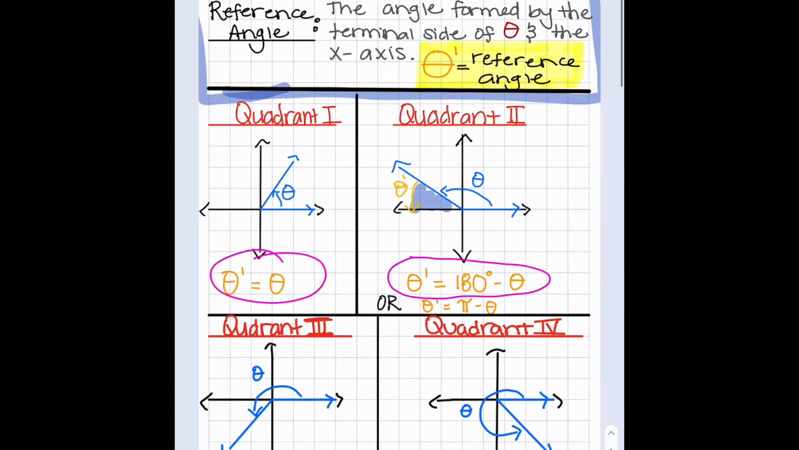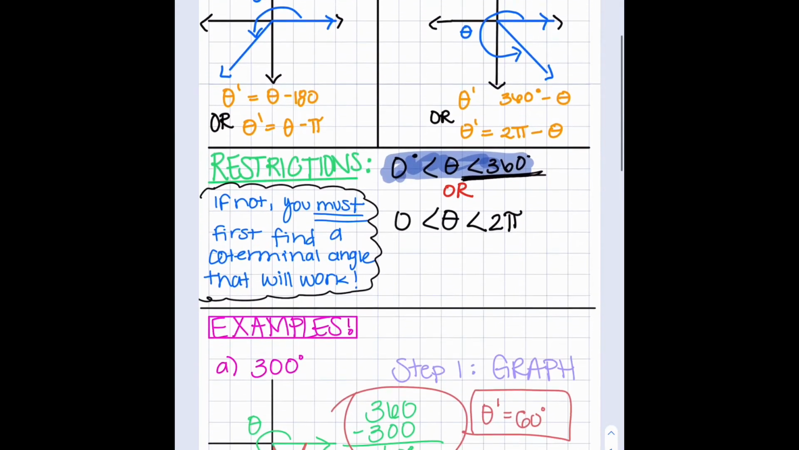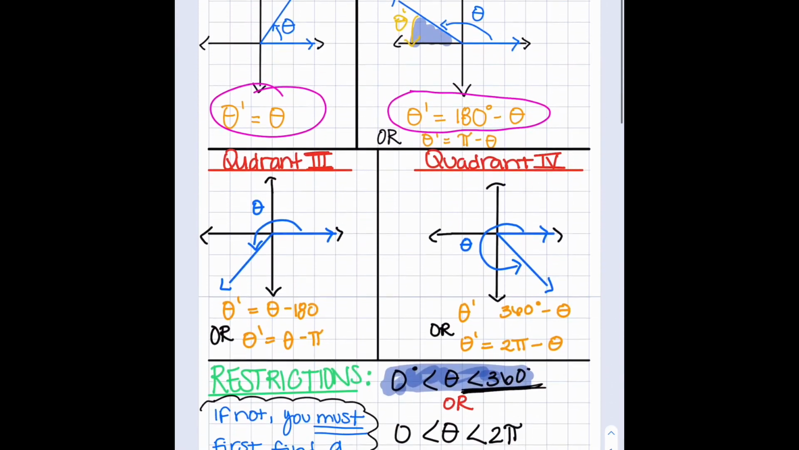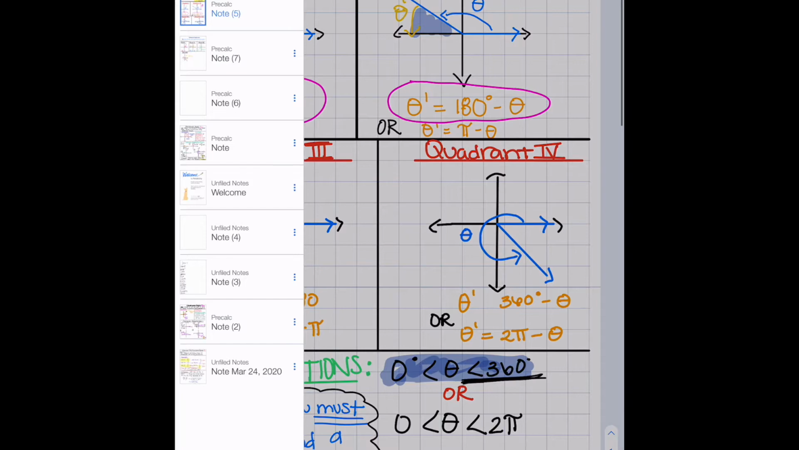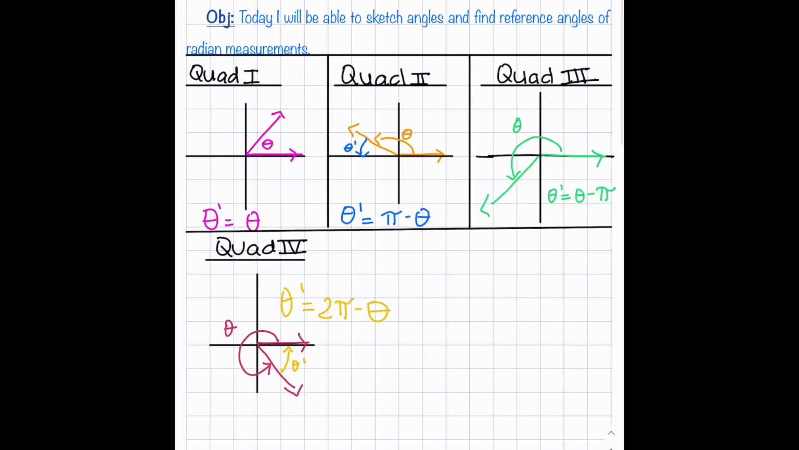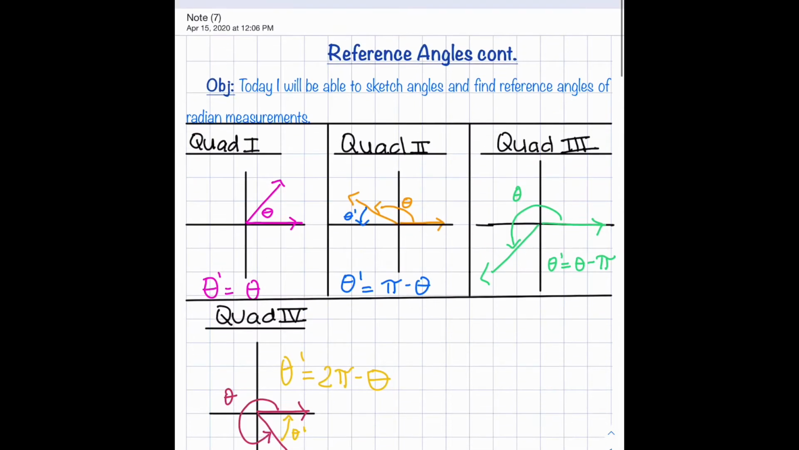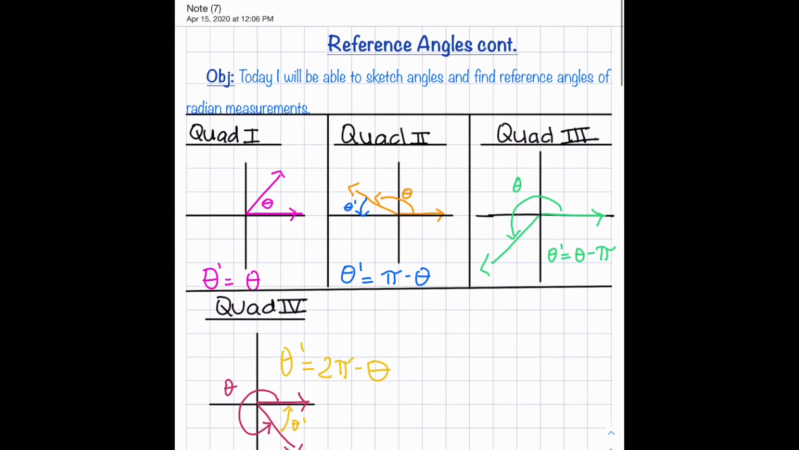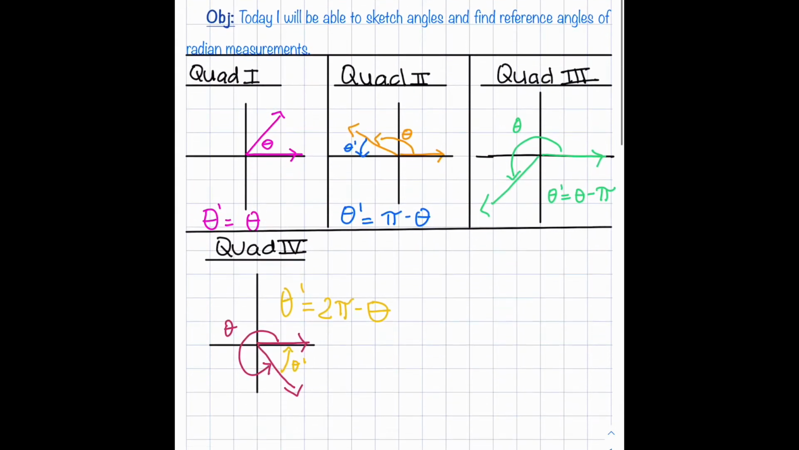Now, we practiced these last time, but we only did degree examples. Today we're going to be focusing on those in radians. The objective is that I'll be able to sketch angles and find reference angles of radian measurements. I threw on here the graphs from the last notes, just in case you don't have those for some reason, so that we can easily refer back to them.